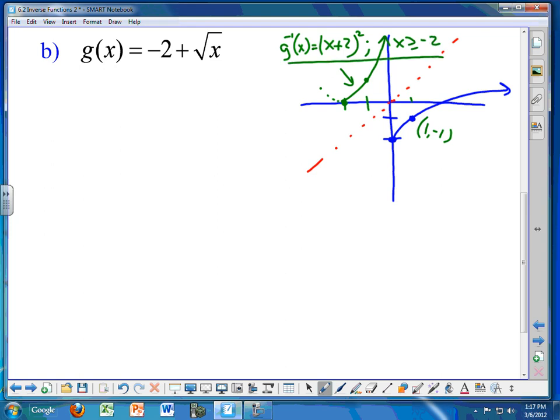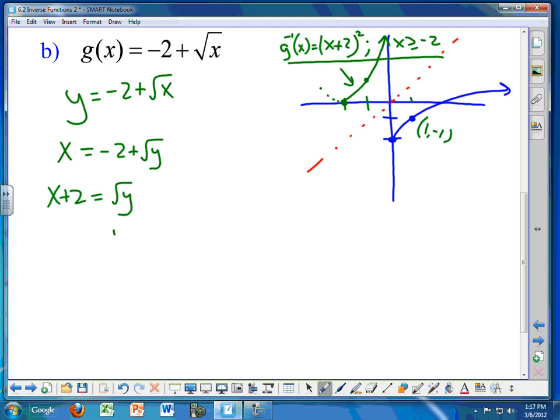Well, let's see if that's what happens when we work through the algebra. In this case, y equals negative 2 plus radical x. Flip the x's and the y's. Bring the 2 to the other side. Square both sides. And there's our answer. This is g we're dealing with now. g inverse is equal to x plus 2 quantity squared.